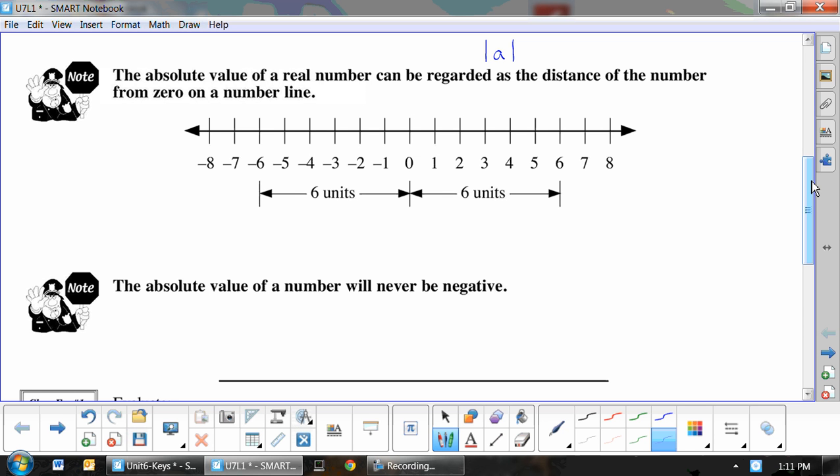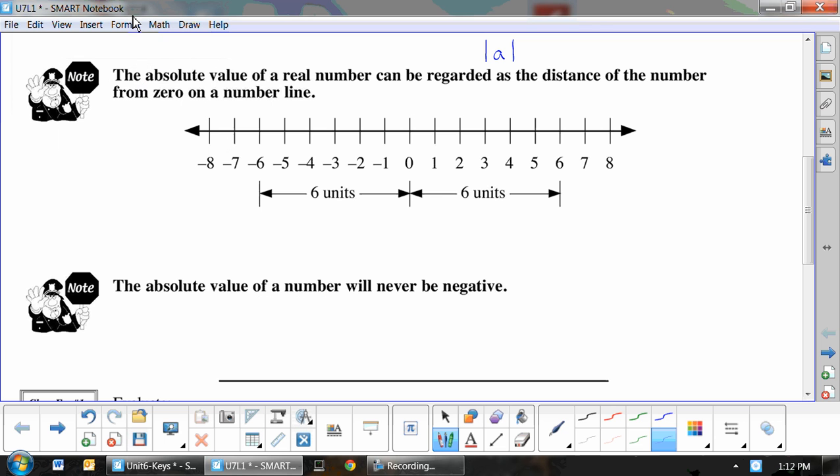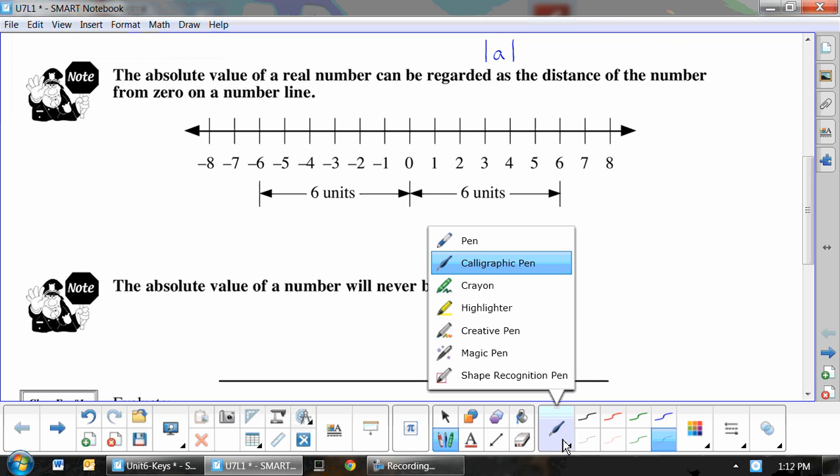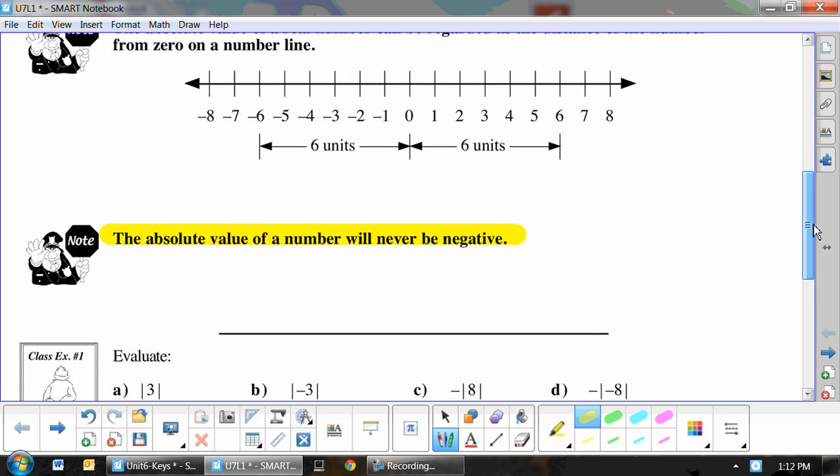On a number line, we can say that an absolute value is just the distance from 0. This is something we do all the time when we're traveling, right? If I'm driving to Calgary, I don't say I'm driving negative 300 kilometers. I say, oh, I'm driving 300 kilometers, right? So you're going west. So moral of the story is absolute values can never be negative.